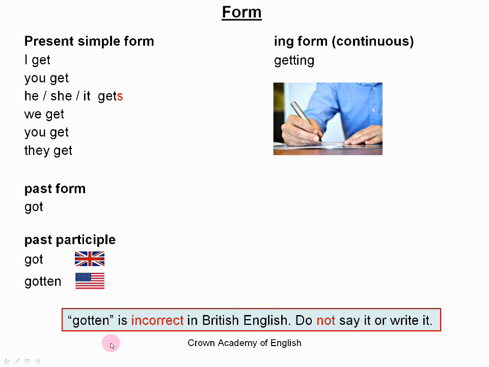And it is very important to say that gotten, this here, this is wrong. This is incorrect in British English. Okay, it is only correct in American English. So in the context of British English, do not say it or write it. Okay? It is a big mistake, in fact, in British English. It is correct in American English, but a big mistake in British English.